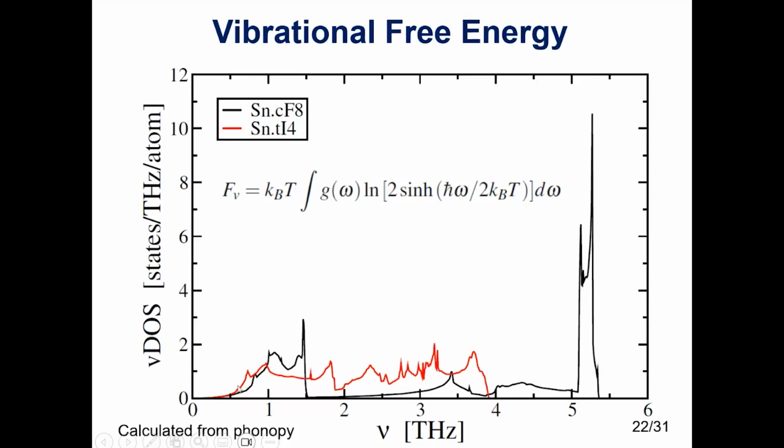Tin starts off with an excess of low frequency modes. And the diamond structure you see has a surplus of high frequency modes. Those high frequency modes are going to give rise to a high zero point energy of the diamond structure. And all these lower frequency states of tin have favorable vibrational free energies. So you can see by inspection that the high temperature state has a lower vibrational free energy than the low temperature state.